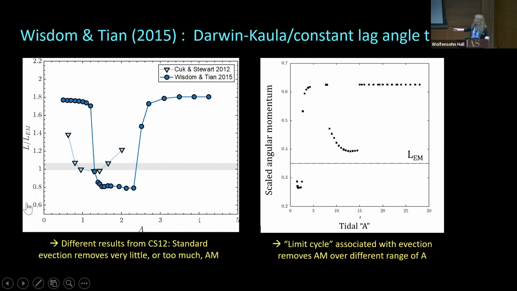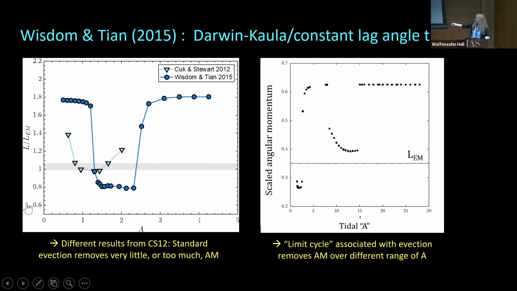And when they redid the simulations, now you can't actually see this. The line is not showing here. So you want the system to end up at 1 on this y-axis. And these triangles are the Shook and Stewart results that I mentioned. No matter where you start in this region, you always end up at the Earth-Moon angular momentum.